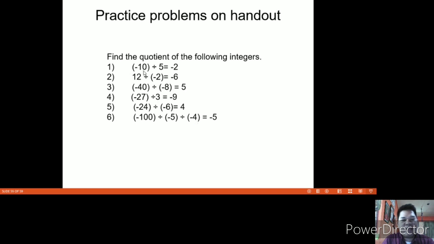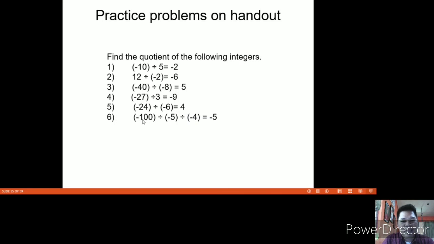The answer for number 1, negative 10 divided by positive 5, is equal to negative 2 because they have different sign factors. 12 divided by negative 2 is negative 6. Negative 40 divided by negative 8, since they have the same sign, the answer is positive 5. How about number 4, negative 27 divided by positive 3? They have different signs, the answer is negative 9. Number 5, negative 24 divided by negative 6. 24 divided by 6 is 4. But since they have the same sign, it becomes positive.